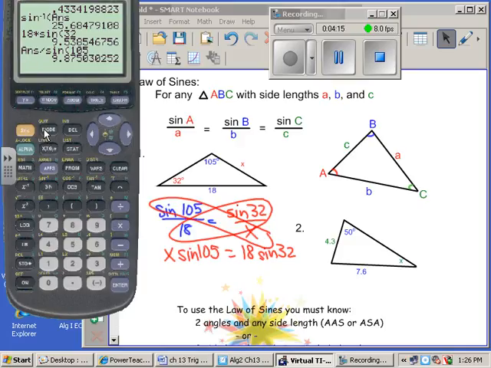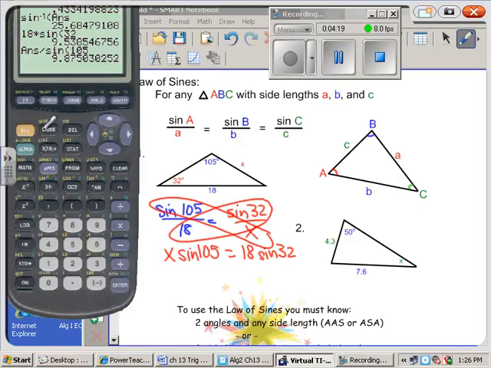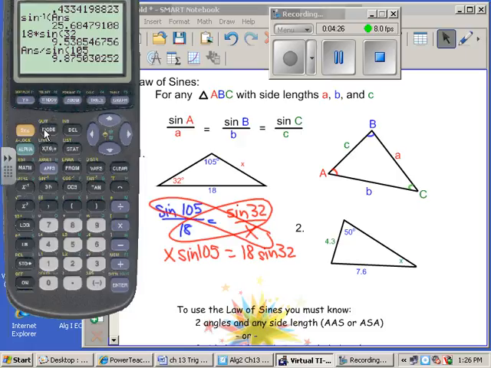Okay, so I get 9.9, and that means this side is 9.9.